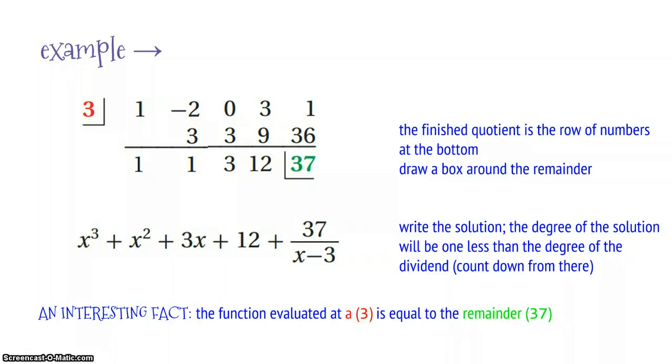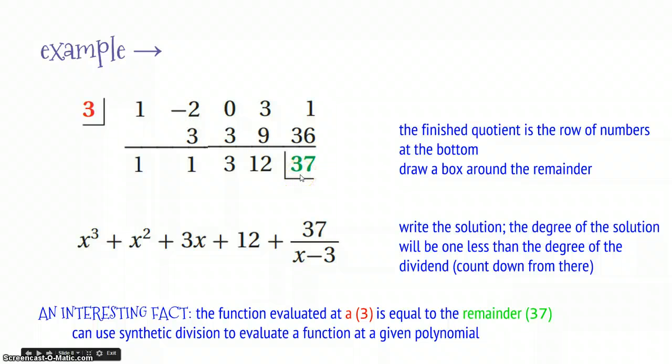Now, an interesting fact, and I know anytime I say it's interesting, you guys are like, Miss Fisto, you're dumb. But in all seriousness, I think this is awesome. The function evaluated at a, whatever number is in the box in the corner, in this case 3, is equal to the remainder, in this case 37. So if I evaluate my starting function at 3, my answer will be 37. We can use synthetic division to evaluate a function at a given value. This is called synthetic substitution. Synthetic substitution is using synthetic division to find out the answer.